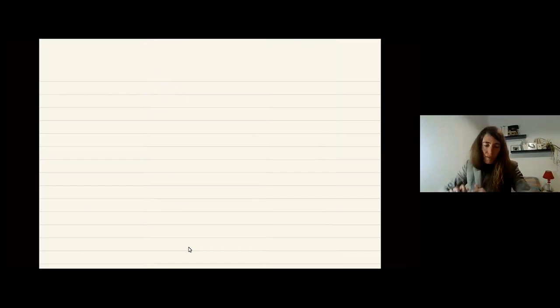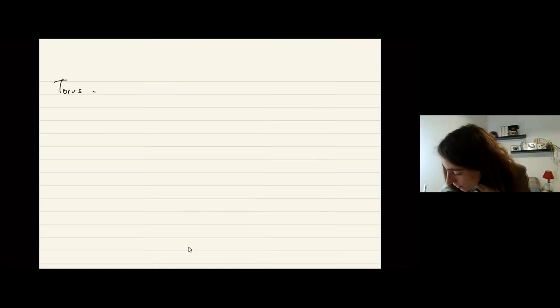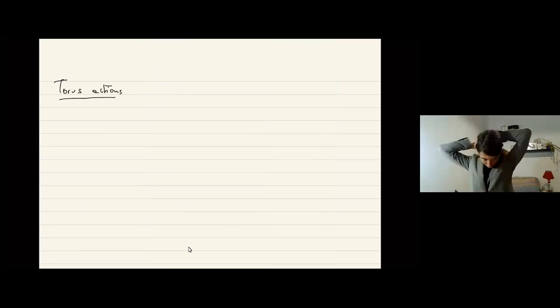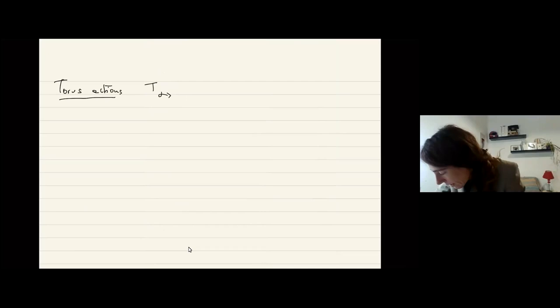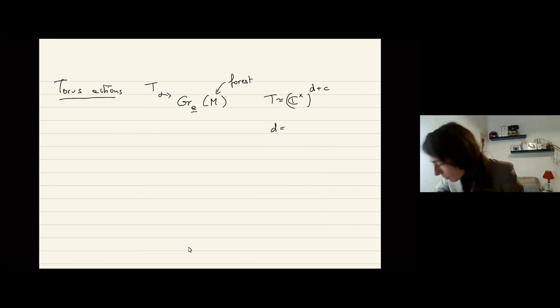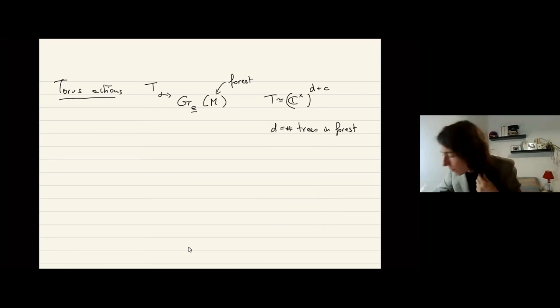we get to the fun part, which is torus actions. Again, our goal is to define a torus action on Gr_e(M), where M is a forest. And so our T is actually going to be isomorphic to, let me write, d plus c copies of C star, where d is something I have no freedom about because it's the number of trees in the forest, which also means the number of indecomposable summands of M, and c, I have complete freedom apart from being at least zero. So it's something I pick, and we call this the complexity parameter.